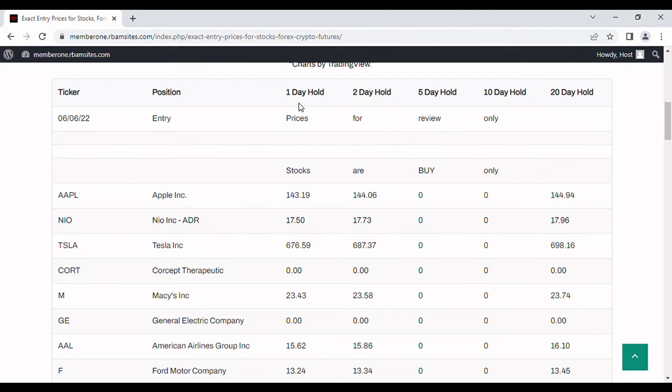But if we take a look at the top here, we have 1, 2, 5, 10, and 20-day hold periods that are algorithmically generated by rbamresearch.com's algorithms. And what they produce every morning before 7 a.m. is an entry price, an exact entry price.